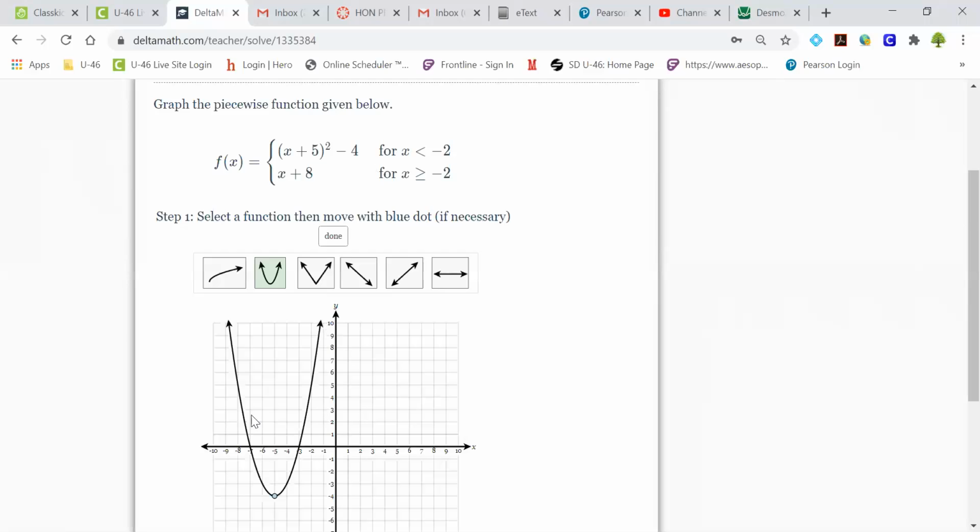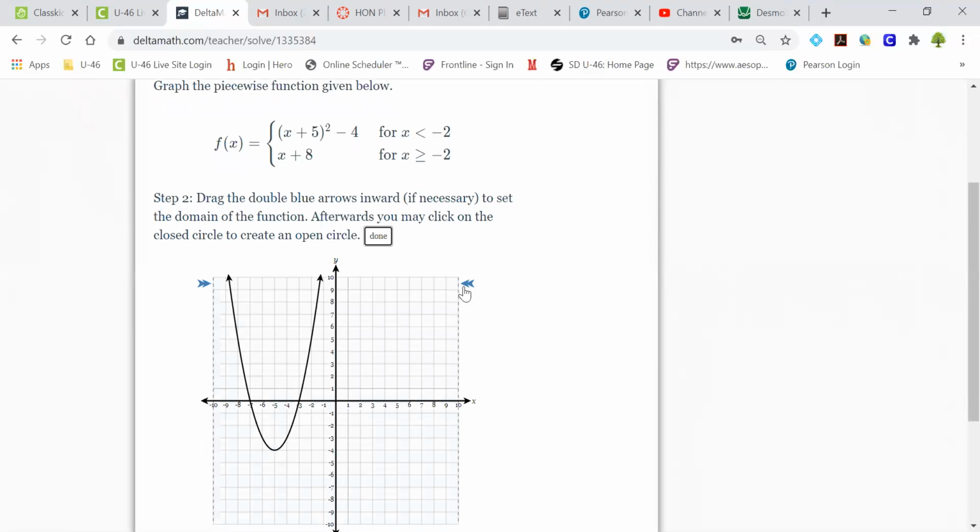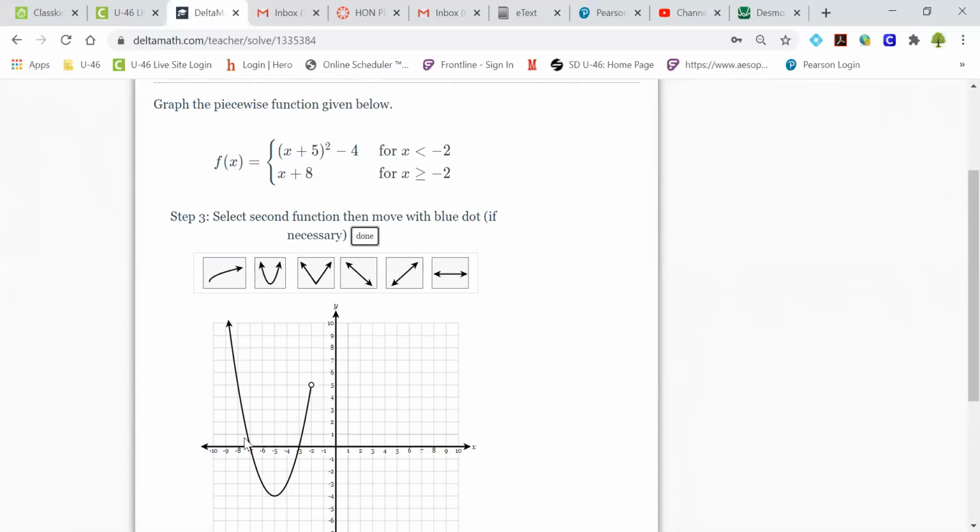But realize this parabola, I only want to exist when x is less than -2. As it is graphed right now, the domain is all real. So to change the domain, you have to press done, and then you're allowed to change the domain to whatever you want. And I want my x values to be less than -2. So the parabola has to exist to the left of -2. So I move this arrow over, and it's strictly less than -2, not or equal. So I click on that dot, making it an open circle, and that finishes the parabola part.